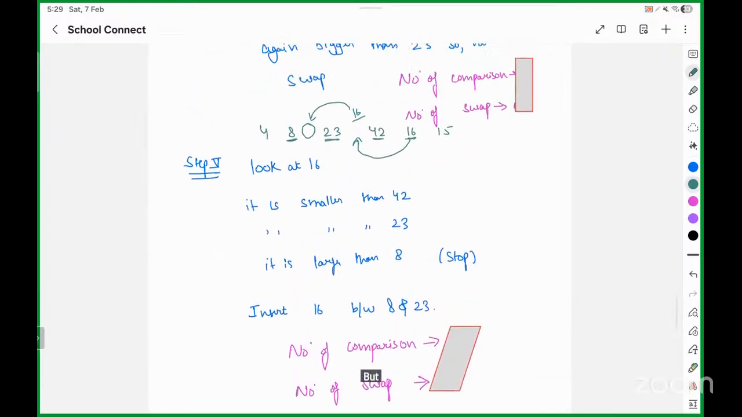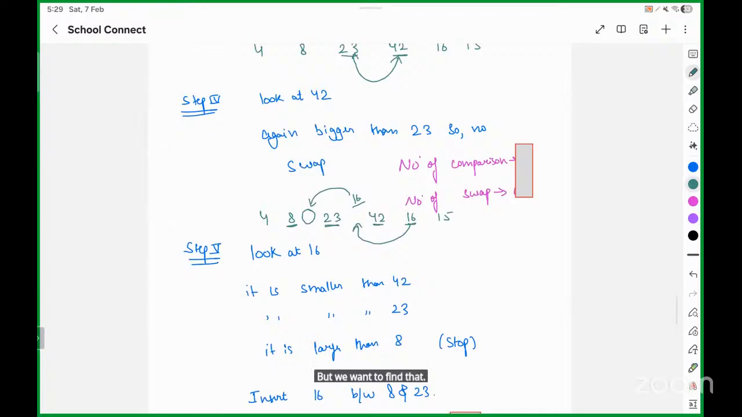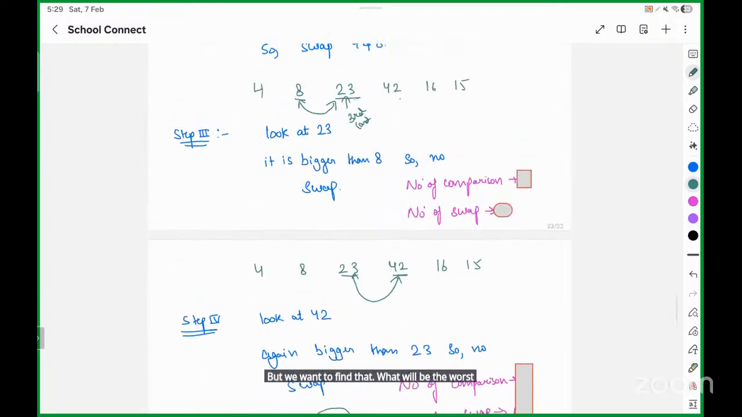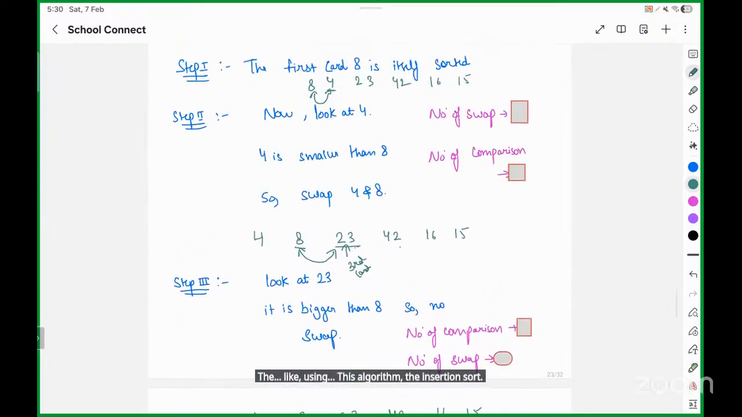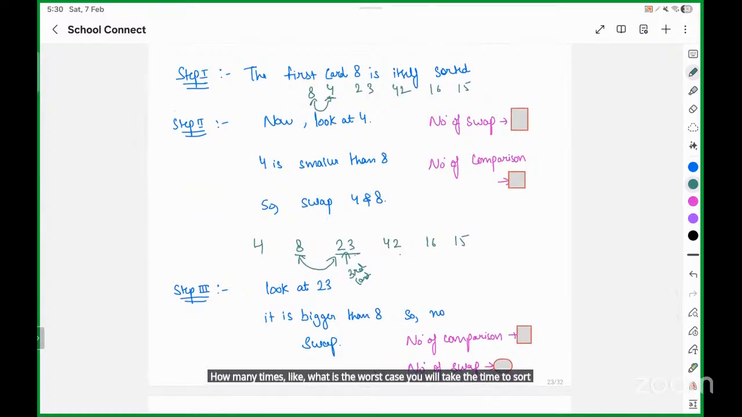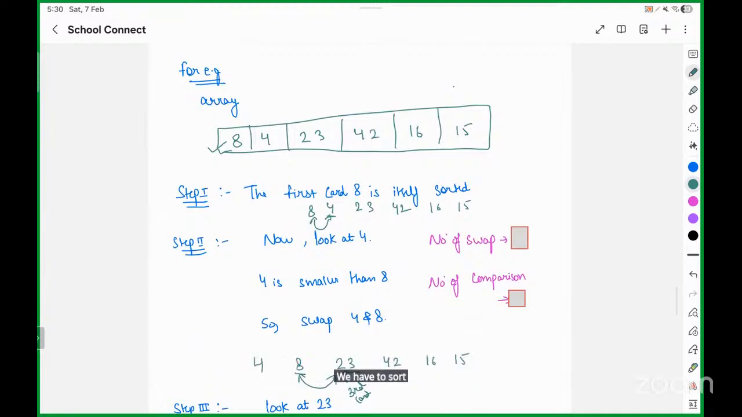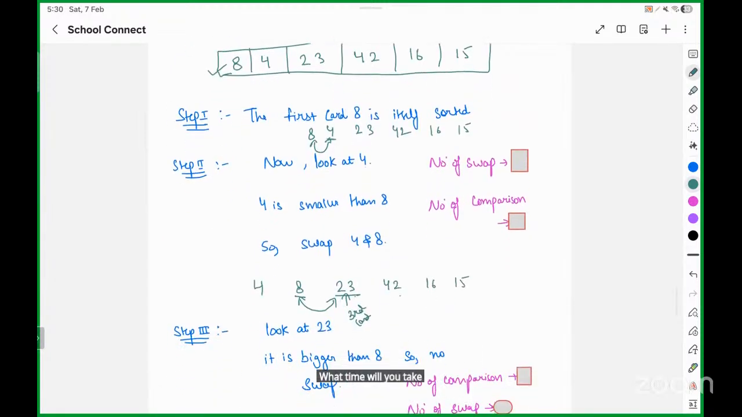But we want to find what the worst case will be using this algorithm, the insertion sort. What is the worst case time you will take to sort this array? To do that, we will look at the number of swaps and the number of comparisons.